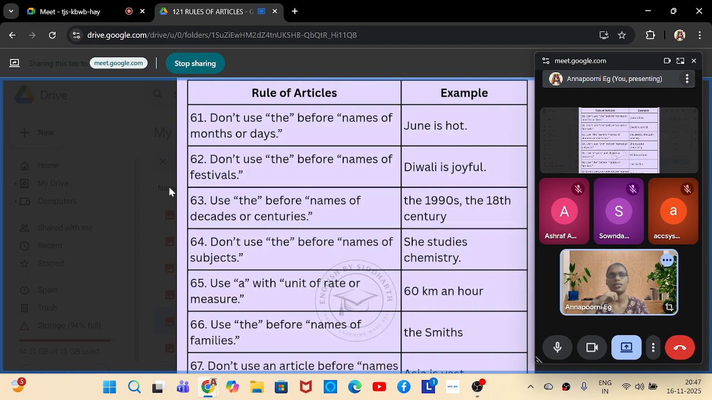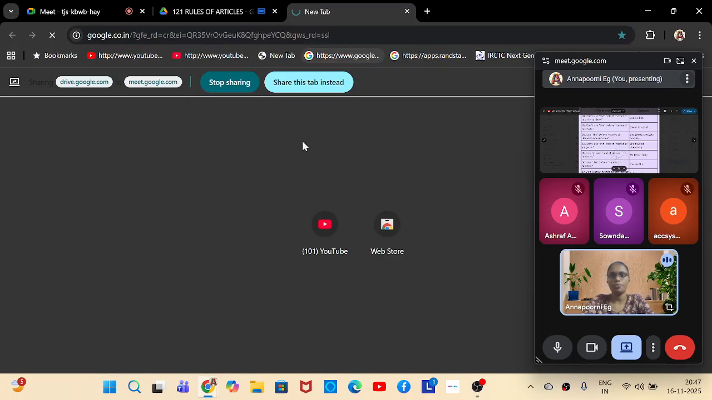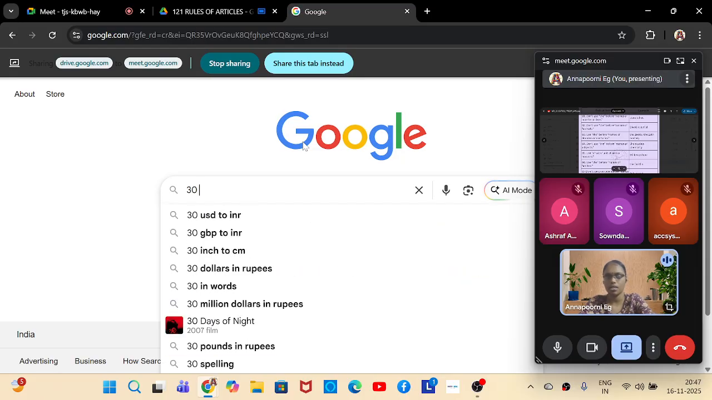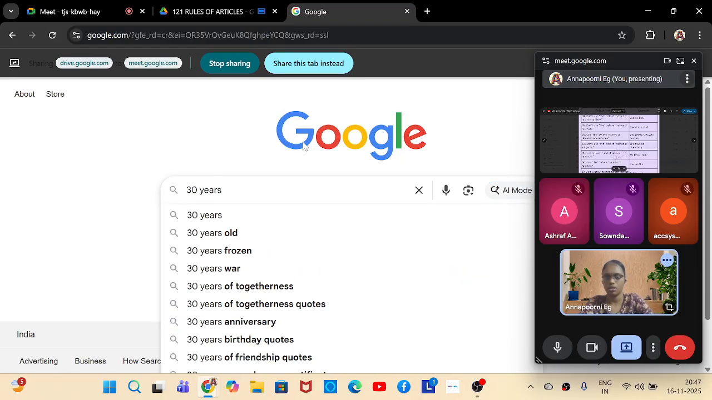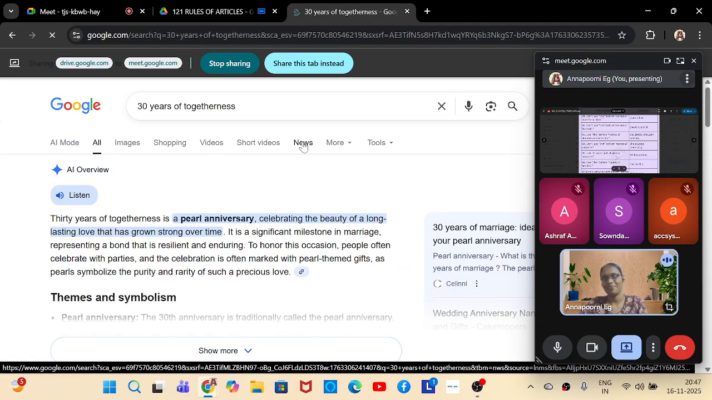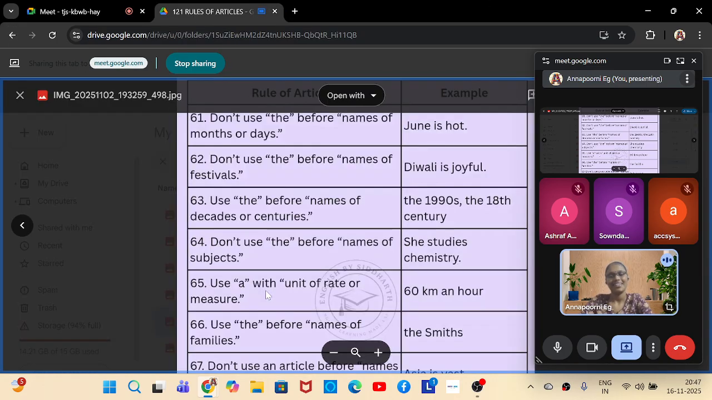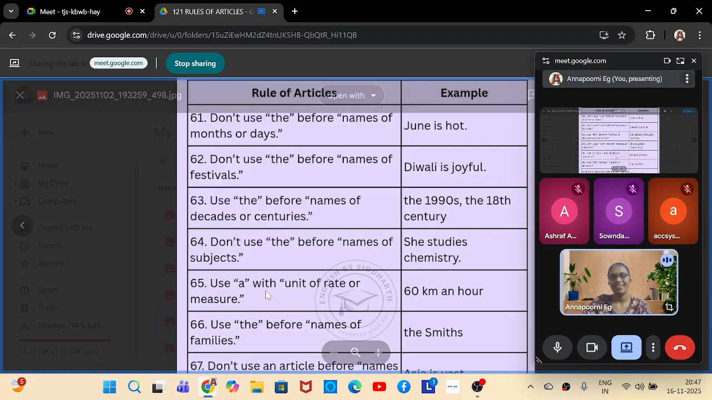There is even a use for 30 years. I think it is Ruby, I think, for 30 years. Because recently I happened to see that 30 years of togetherness is called Pearl anniversary. So they call it Pearl Jubilee, something like that. But that is not a common thing. Generally, we use decade, silver jubilee, golden jubilee, diamond jubilee, platinum jubilee, centenary.